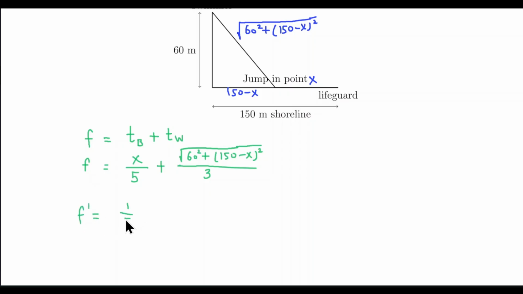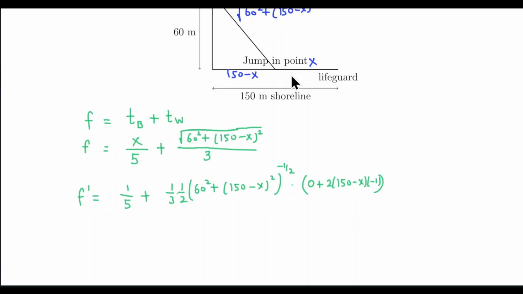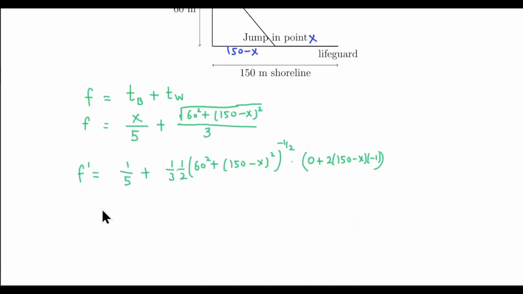So f prime will be 1 over 5 plus 1 over 3 as it is, and this will become the square root of 60 squared plus (150 minus x) squared, raised to the power of 1 over 2. If we differentiate, then 1 over 2 comes down and the power is negative 1 over 2. We go inside, and the derivative of 60 squared is 0, and this will be 2 times (150 minus x) times minus 1. That's how it looks, right? I've used the chain rule. And this should be equated to 0. I'll do that in the next step.